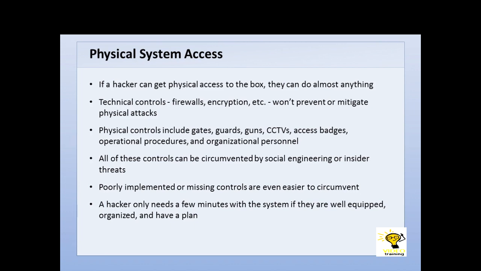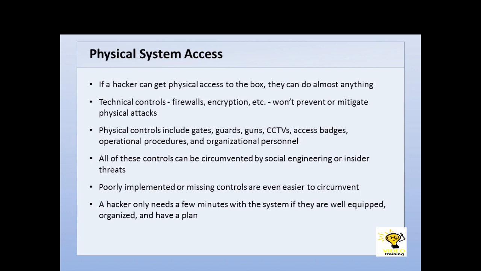Now, having said that, all of these controls can be circumvented by someone who is very adept at social engineering or even an insider. A trusted insider obviously will have a badge to get in. Now, if they decide to go rogue and destroy data or hack into systems, physical controls won't help much. Another thing the hacker may take advantage of are poorly implemented controls if they're not done very well, or controls that are completely missing. Obviously, if there are no gates, guards, guns, or CCTVs and you don't need an access badge, well, this is much easier to get into the place. Now, understand that a hacker only needs a few minutes with the system if they are well equipped, they have the tools they need on them, they're well organized, and they have a plan.